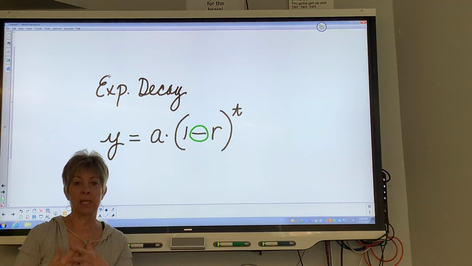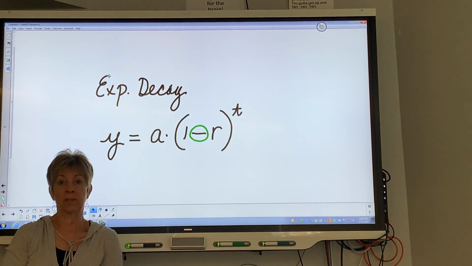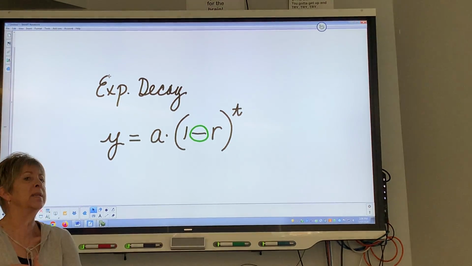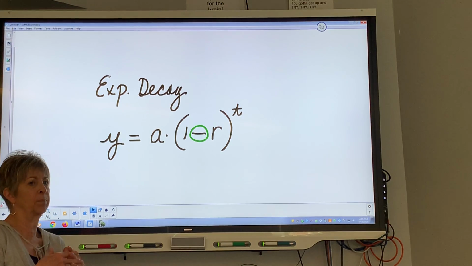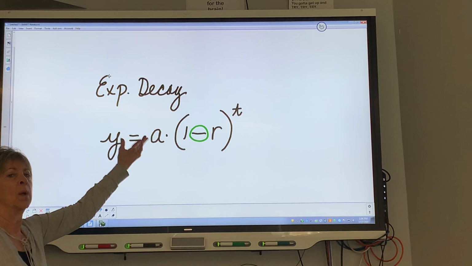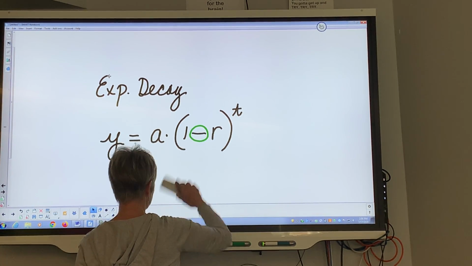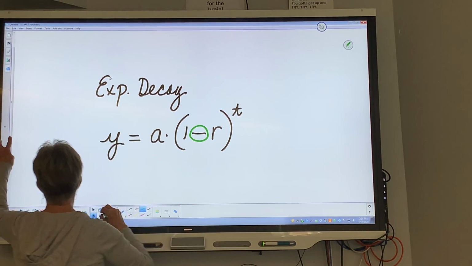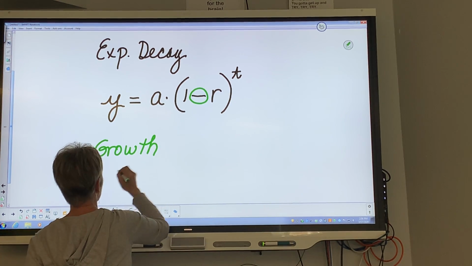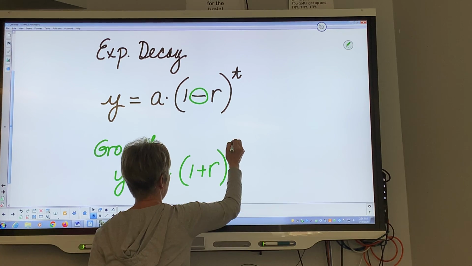So something that would decay would be the value of a car. Radioactive materials decay over time. A lot of things decrease as time goes on. The temperature of something that's cooling off decays. So that's the same kind of formula, but it's 1 minus r. Now, you're going to have to do one worksheet. So this is decay, and remember the growth was y equals a times 1 plus r to the t.